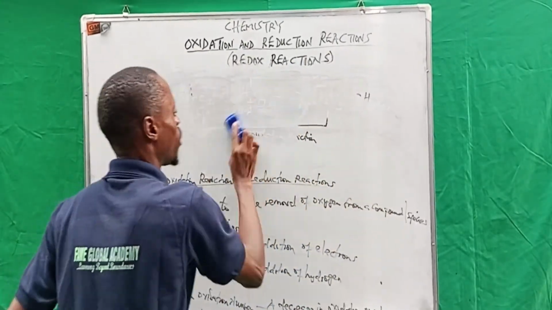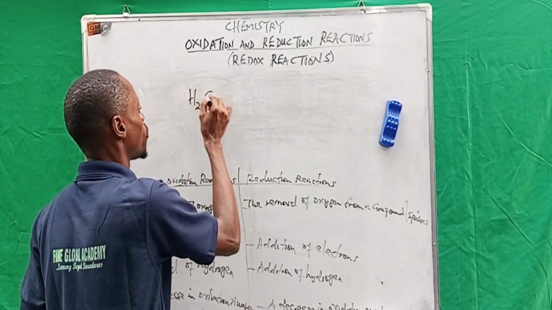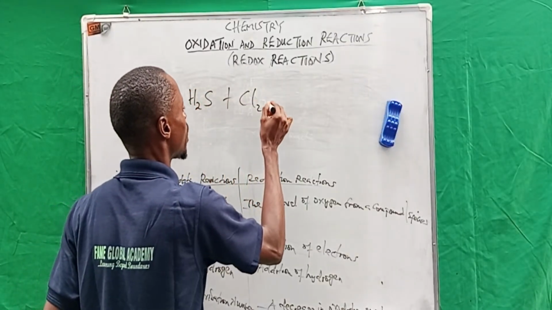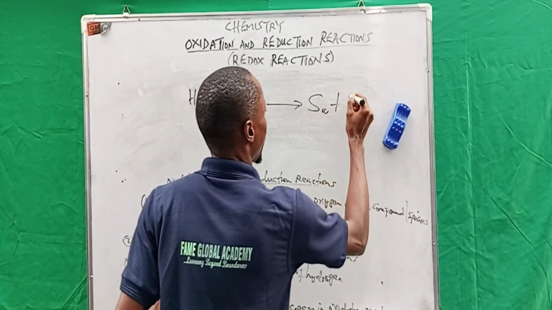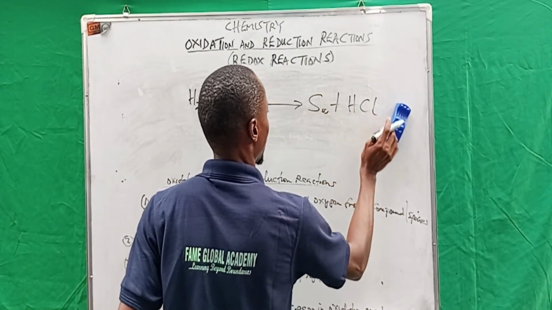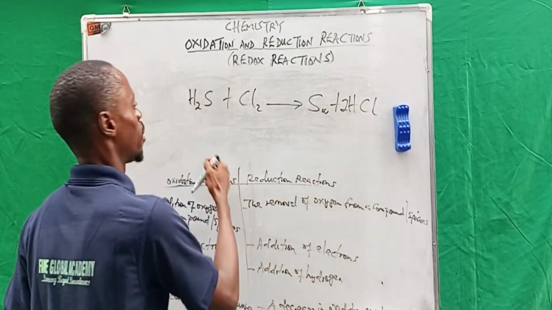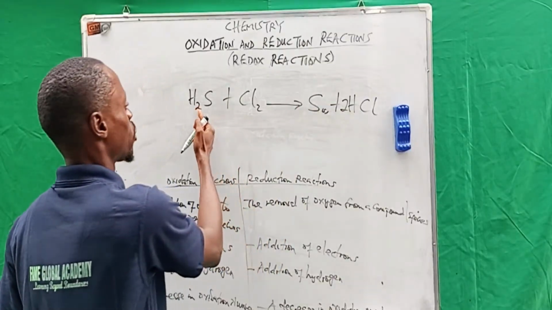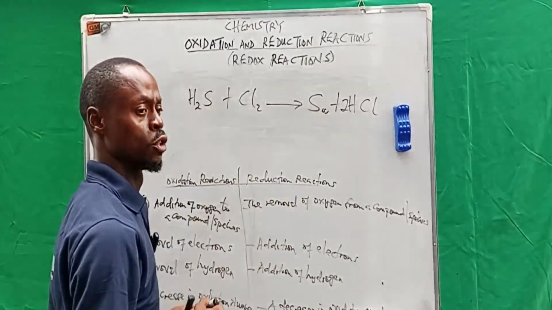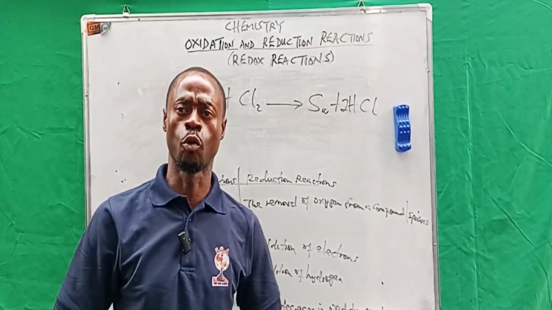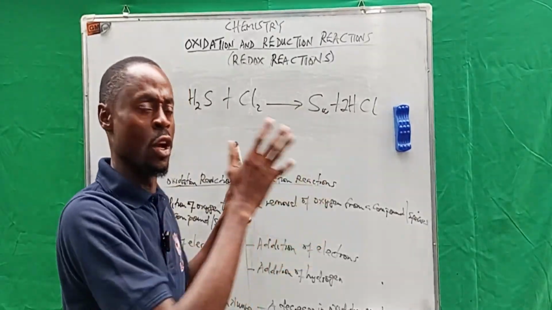Third example, another example here. Let's look at this reaction on the board. This is hydrogen sulfide reacting with chlorine gas to form sulfur and hydrogen chloride gas. Of course, if you balance this reaction, we have 2 atoms of hydrogen here, then 2 atoms of hydrogen. Sulfur is 1, then chlorine is already 2. This is yet another question that is a typical example of a redox reaction.